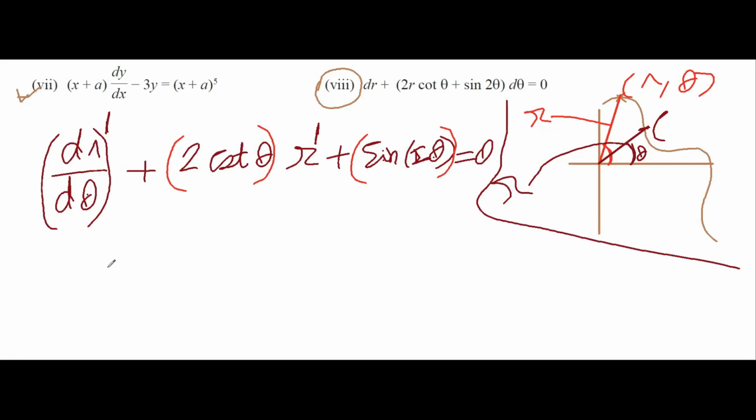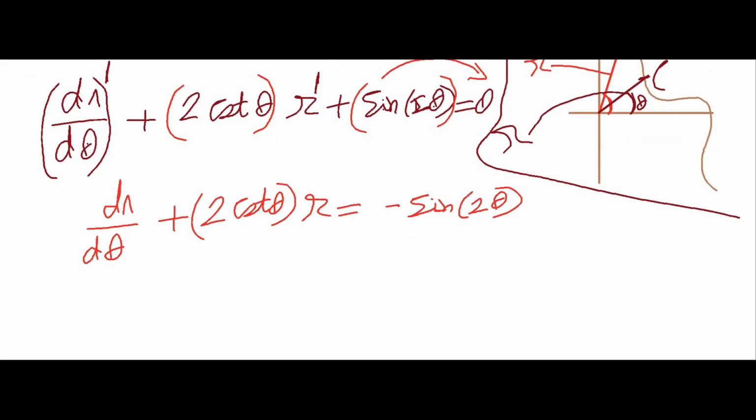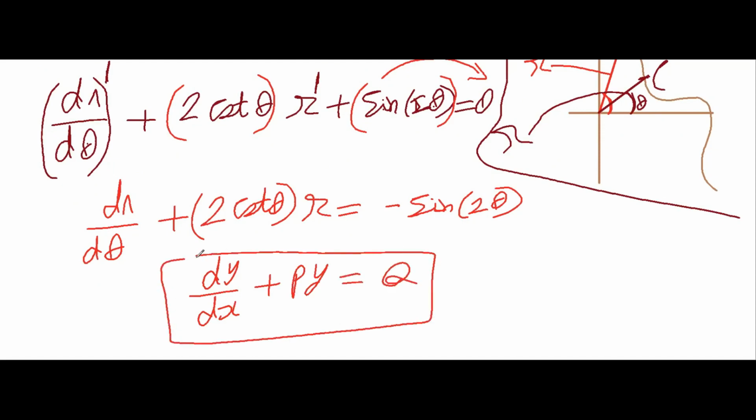In the next step, dr by d theta, the linear differential equation. Here I will write 2 cot theta r, and this I am going to transpose there, so it will become minus sin of 2 theta. Why have I transferred it there? Because I need to bring this into the standard linear differential form. What is that standard linear differential form? The standard form is dy by dx plus Py is equal to Q. This is the format of the standard linear differential equation.